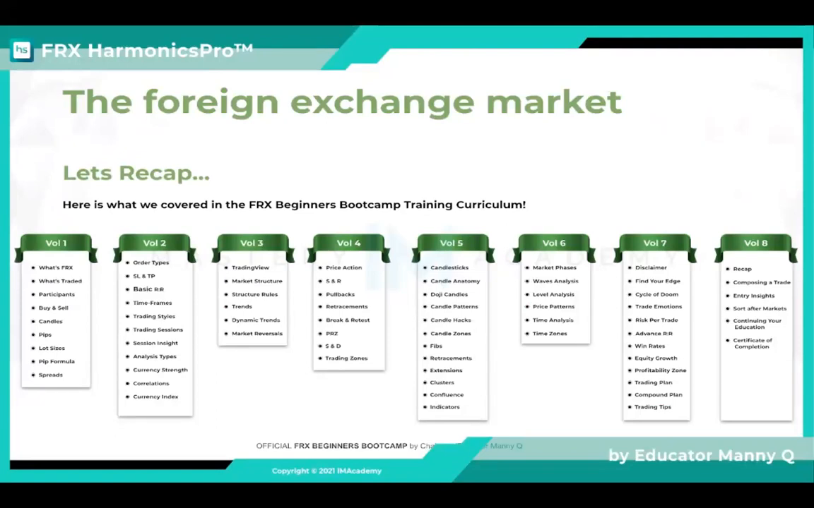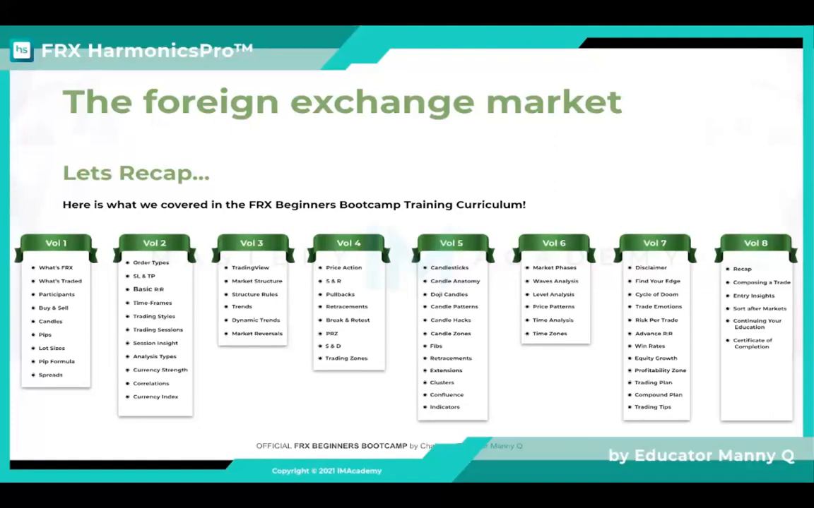We also talked about analysis types, currency strength, correlations, and currency index. That was by far some advanced information. So I would highly suggest you return to volume 2 and you begin again at analysis types, into currency strengths, correlations, and currency indexes, as you will be using that a lot in your trade analysis.